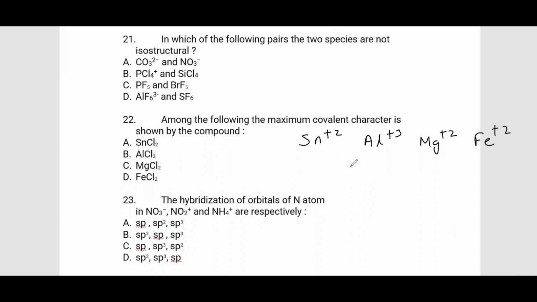So we know that higher the charge, more is the covalent character. So for aluminium, we have +3, so it will have more covalent character, and also the size of aluminium ion is smaller when compared to magnesium here. And we know SnCl2 and FeCl2 are ionic in nature. They have ionic character. So our correct answer is AlCl3.